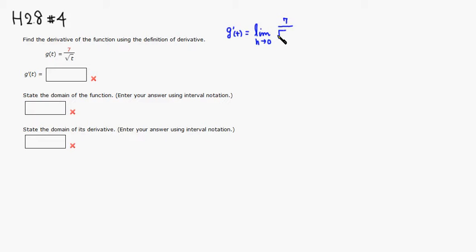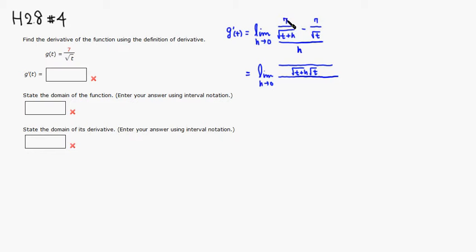Then you have 7 over square root of t plus h, minus g of t, so 7 over square root of t, all over h. Right? So find the common denominator. The common denominator would be just the product of square root of t plus h times square root of t.